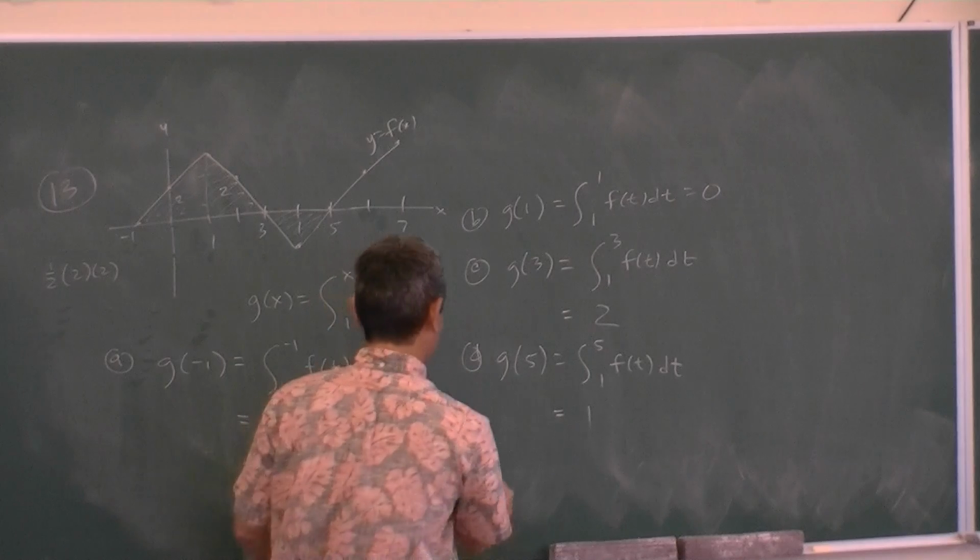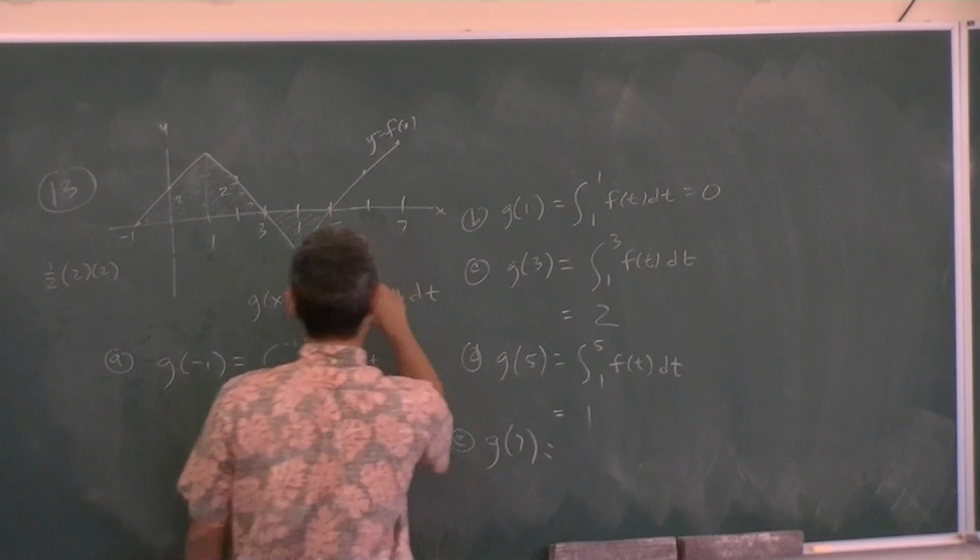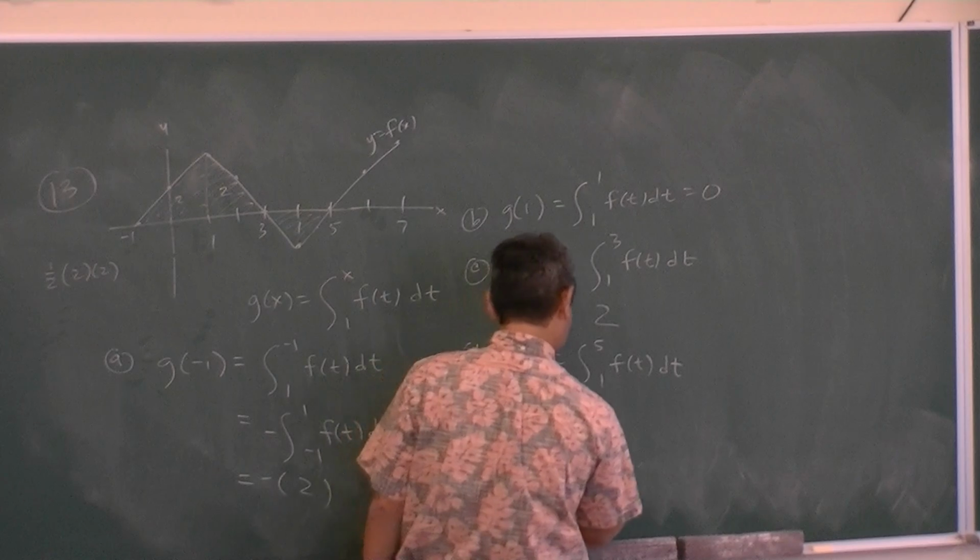E, g of 7. If I plug in 7 for x there, you get the integral from 1 to 7 of f of t dt.